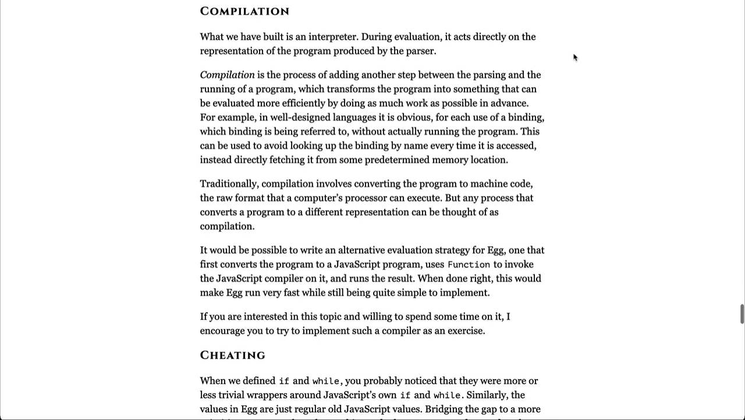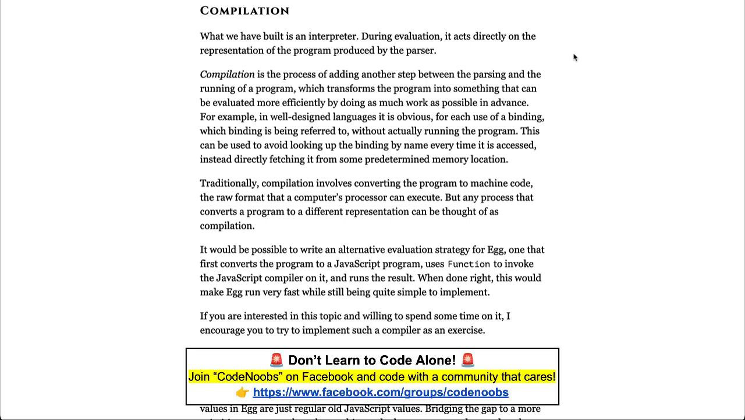Compilation. What we have built is an interpreter. During evaluation, it acts directly on the representation of the program produced by the parser. Compilation is the process of adding another step between the parsing and the running of a program, which transforms the program into something that can be evaluated more efficiently by doing as much work as possible in advance.